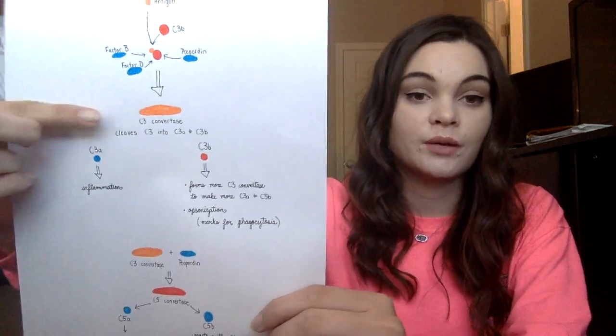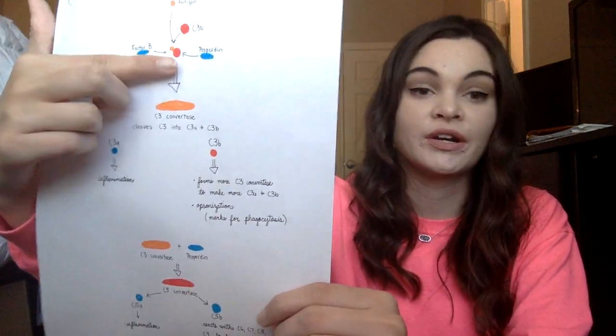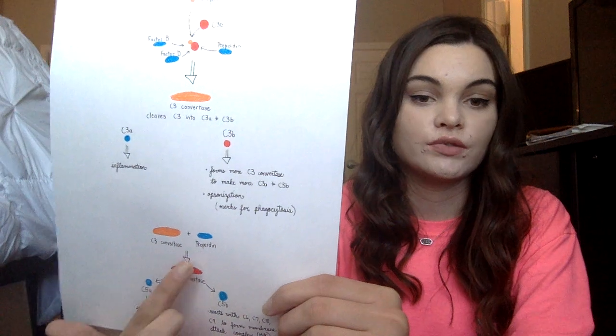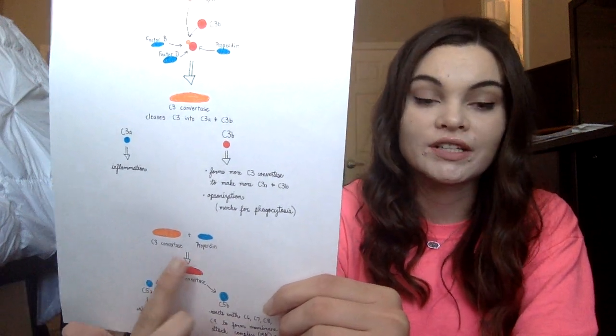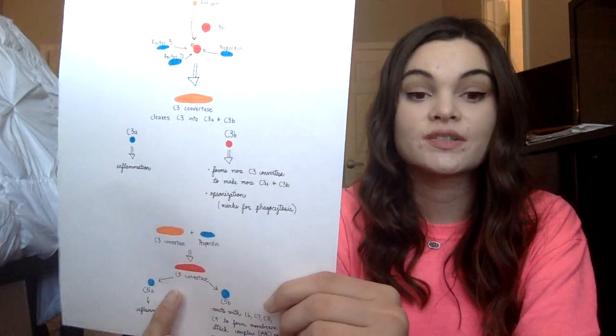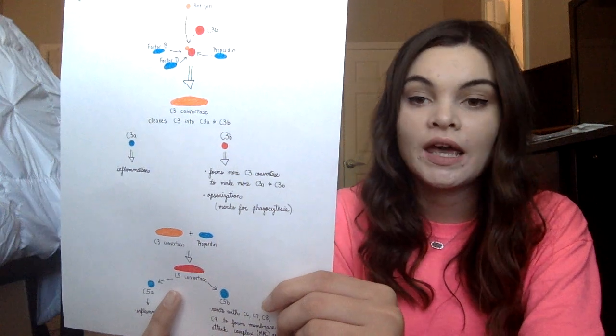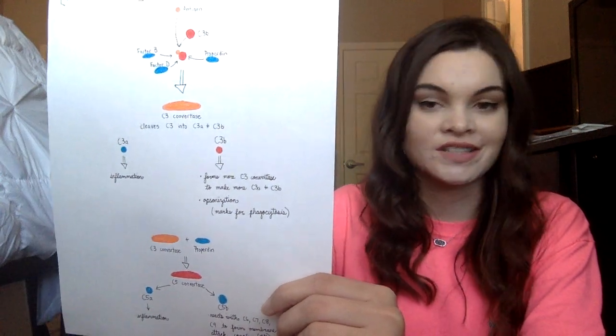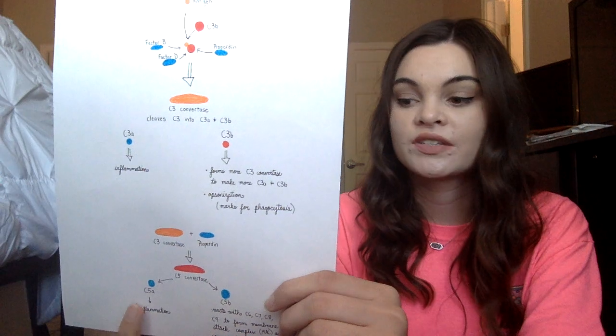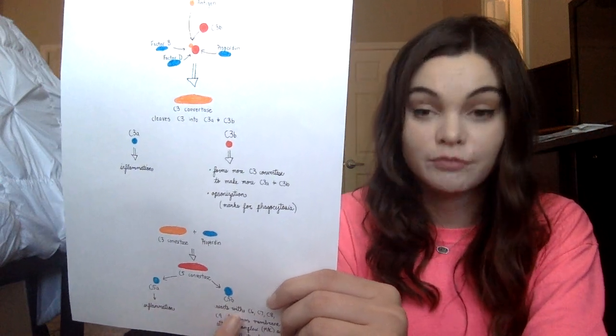Briefly, I'm going to tell you about the membrane attack complex because it is made in much the same way. First, you have C3 convertase and then properdin. If you add more properdin to the C3 convertase, it forms C5 convertase. And C5 convertase does the same as C3, just with C5, so it splits it into C5a and C5b.